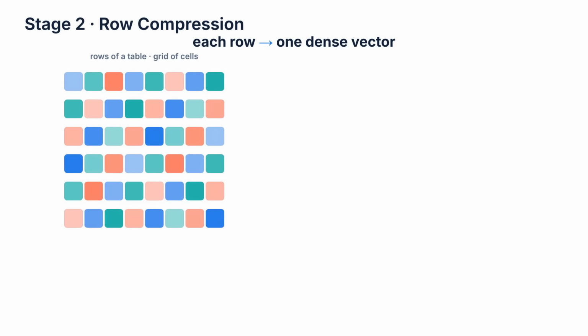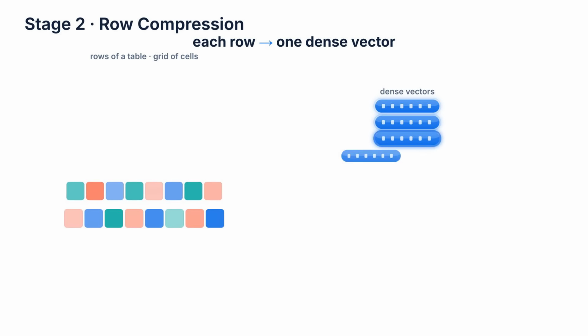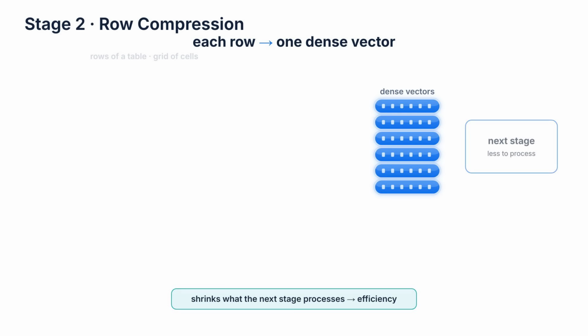Stage 2 compresses each row from a grid of cells into a single dense vector. This dramatically shrinks what the next stage has to process, and it is the key to keeping TabFM fast even on larger tables.